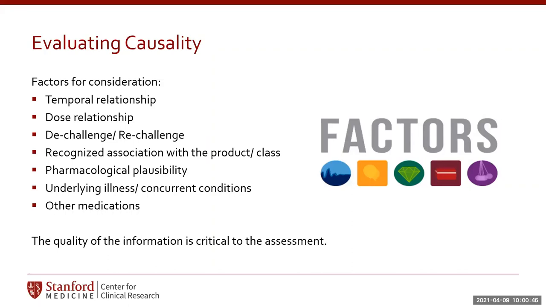Factors that you would want to consider when evaluating causality are a temporal relationship between drug administration and adverse event, a dose relationship between the occurrence or the severity of the adverse event, what you see on de-challenge or re-challenge with a drug, is there a recognized association with a class of the drug, is there even a pharmacological plausibility that the drug can cause this adverse event, what is the underlying illness or concurrent conditions that can support this adverse event or not, and other medications taken.